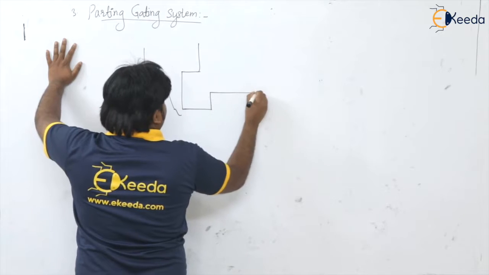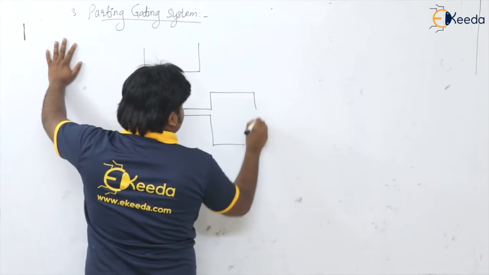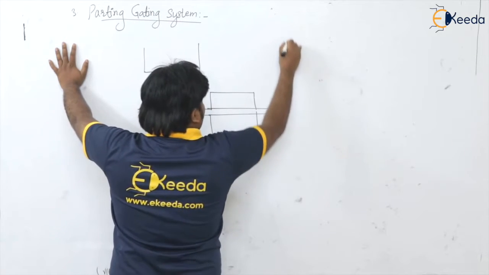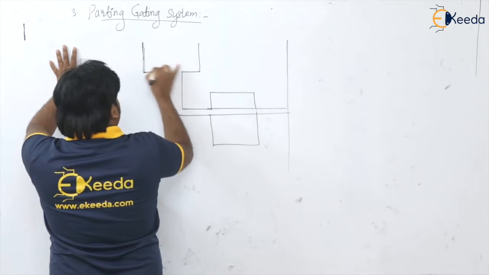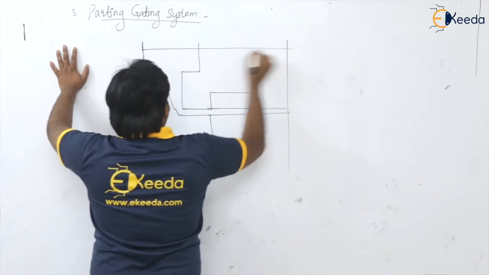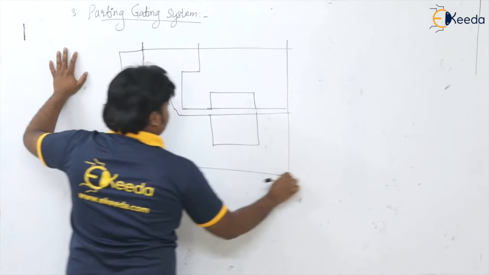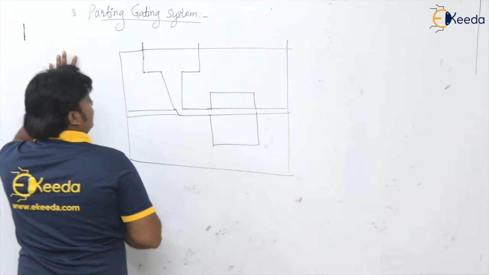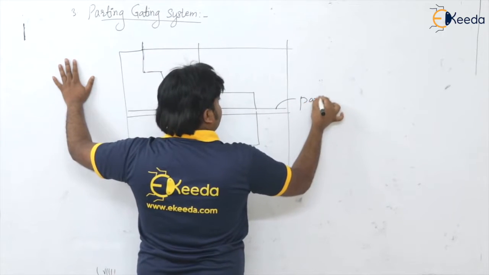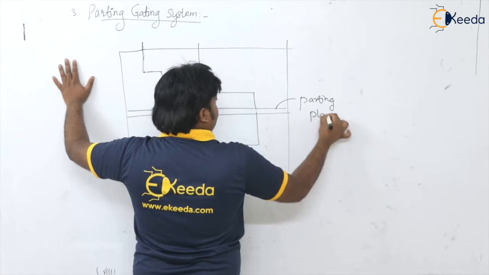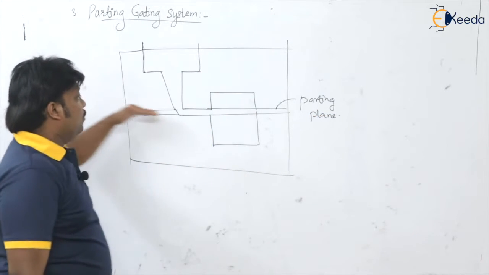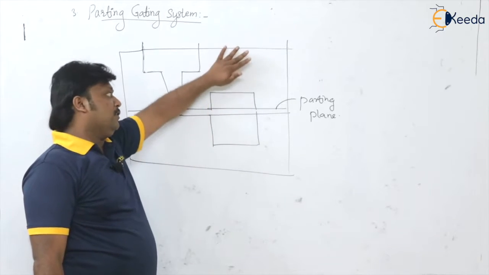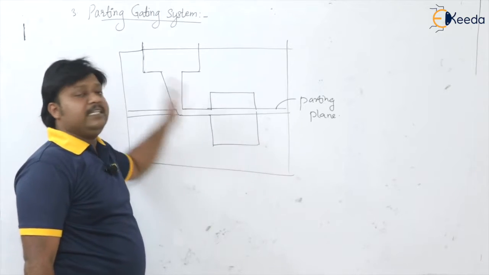So here some part of the mold is in the cope box and some part of the mold is in the drag box of the mold. Okay, so this is how, see, this is the parting plane, or this is the horizontal plane which is separating what? The mold cavity into the cope box as well as the mold cavity into the drag box.